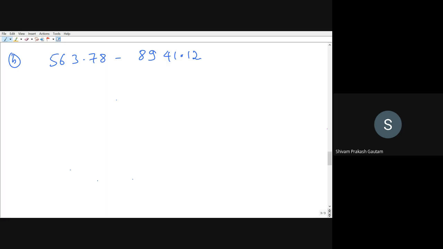Okay. So you can see that the smaller number is positive and the larger number is negative, right? So when you subtract it, the answer will be minus 8404.34. The answer will be the same, but obviously we will have a negative sign when you subtract this from this.